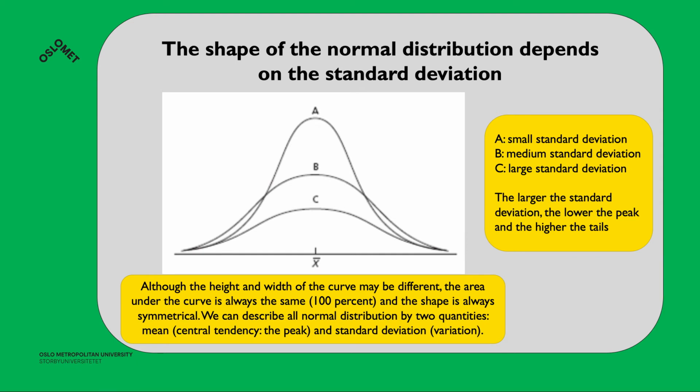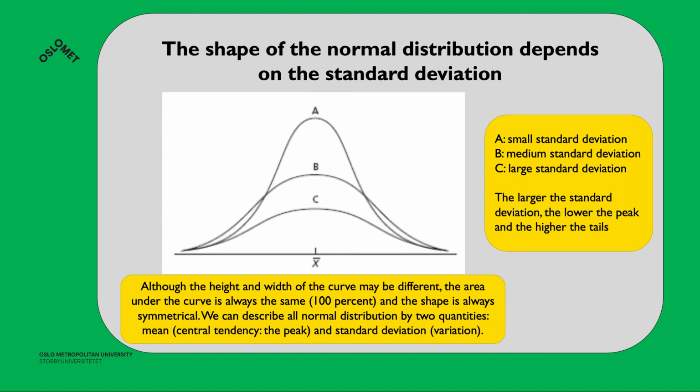Let's look at the shape of the normal distribution and how that depends on the standard deviation. If we have a small standard deviation, we have a distribution equal to A, but if we have a medium standard deviation, it's equal to B, and if we have a large standard deviation, it's more equal to C. And the larger the standard deviation, the lower the peak and the higher the tails. Although the height and the width of the curve may be different, the area under the curve is always the same, it's 100%, and the shape is always symmetrical. And we can then describe any normal distribution by two quantities: the mean, which is the central tendency, that's the peak, and the standard deviation, which is the variation.